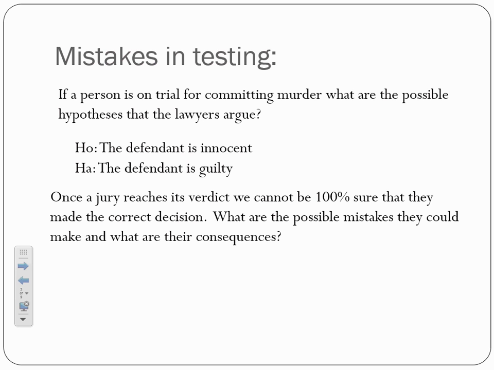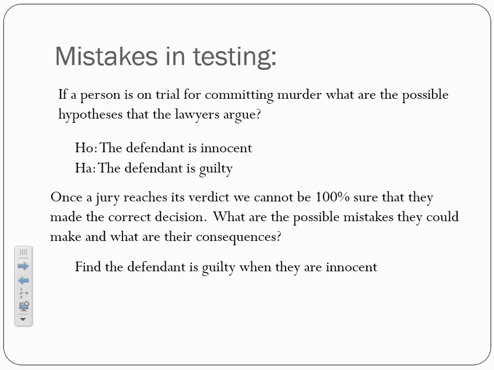Once the jury reaches its verdict, it's not 100% sure they made the correct decision. There's always some doubt in somebody's mind, even if there's a videotape of the person doing it. There's always somebody arguing, maybe it wasn't them. But there are some possible mistakes they can make, and those mistakes could be consequential.